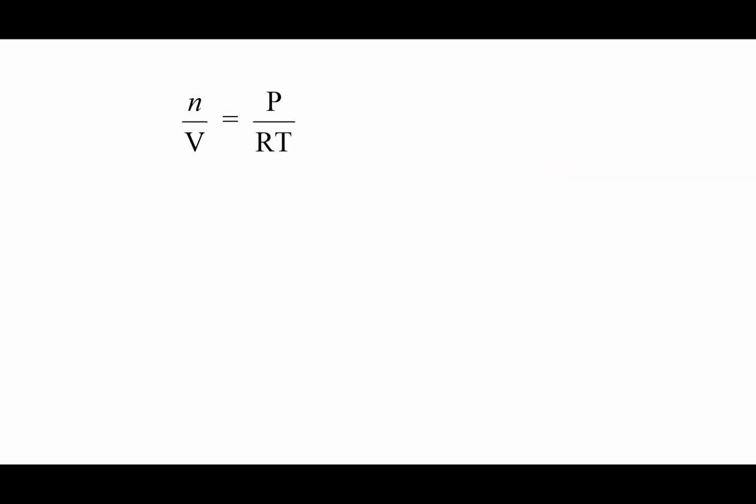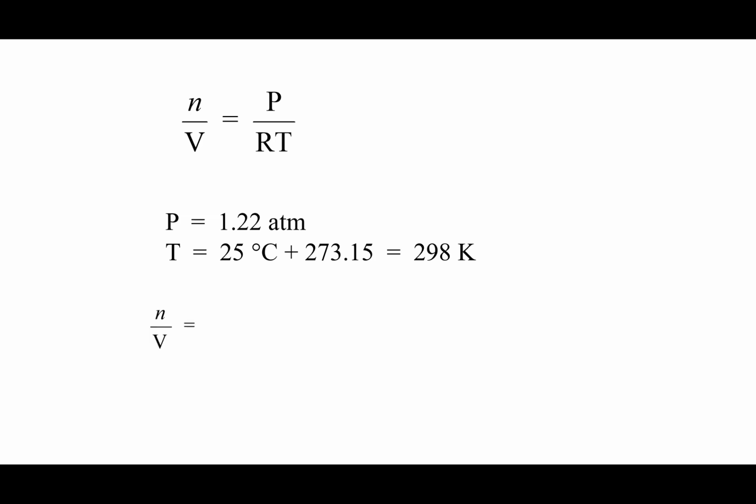Here we go, plug and chug. Our pressure was 1.22 atmospheres. We have to fix our temperature by adding 273 units. That brings you up to 298 Kelvin. By the way, this is called the molar density. Instead of the regular density, grams per liter, it's moles per liter.